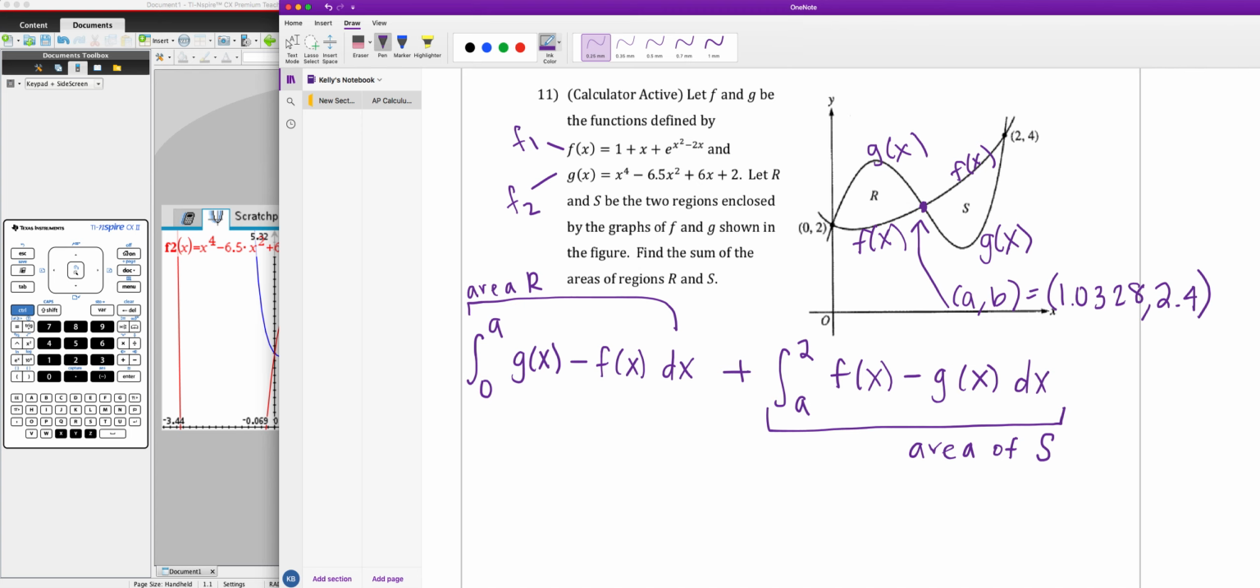And because they wanted the sum of the two, I'm going to find them individually and then put them together. Now, this is not something I want to do by hand, nor will I possibly be able to. G of x I can integrate. It's a power rule. I would need to do quite a few tricks there to integrate f of x, so let's take advantage of our calculator.